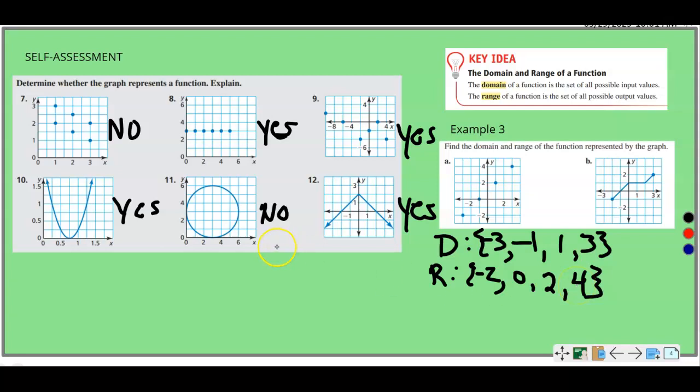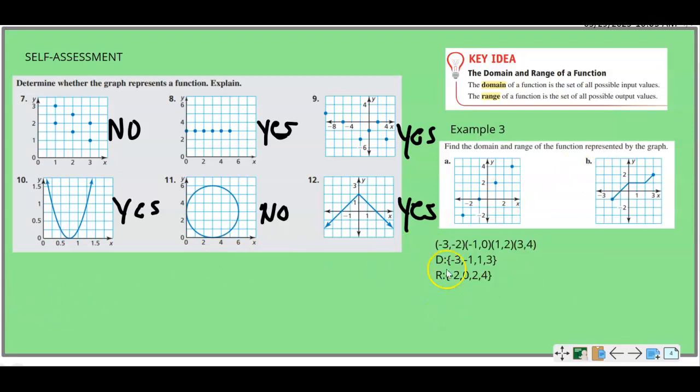All right. I'm going to erase that so that we have room to answer B part. B part's going to be written just slightly different. If you needed to write the ordered pairs before you write the domain and range, that is something that is okay to do. So (-3, -2), (-1, 0), (1, 2), and (3, 4). So these would be your ordered pairs. And then you simply take your x's, and that becomes your domain. You take your y values, that becomes your range.